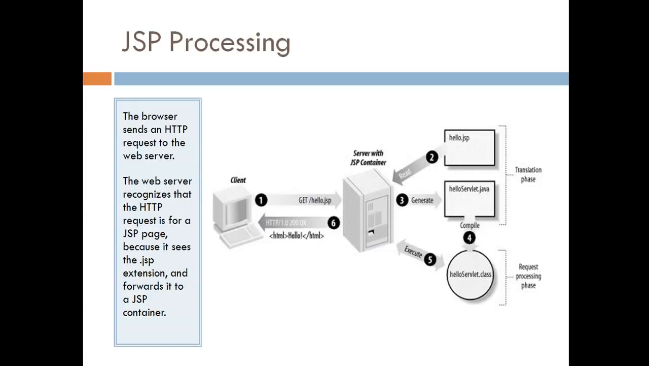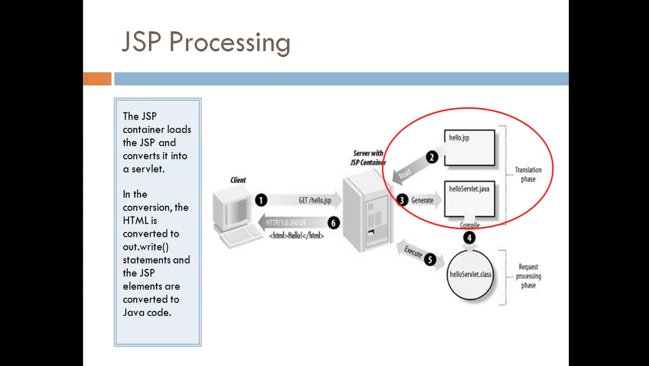So let's talk in more detail about this processing that takes place on the web server, because it's really very interesting. The first step is that a browser sends an HTTP request to a web server, and the web server recognizes that the HTTP request is for a JSP page because it sees the .JSP extension in the file name. Once the web server recognizes that the request is for a JSP page, it forwards the request to the JSP container.